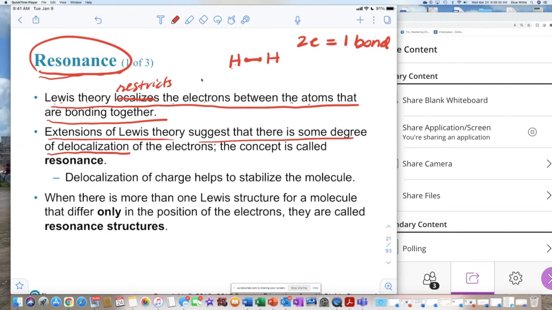So we're told here some degree of delocalization. Delocalization is the opposite of localization. If localization is to restrict, delocalization is to reduce the restriction of the electron. And this concept is called resonance. So delocalization of charge helps to stabilize the molecule.